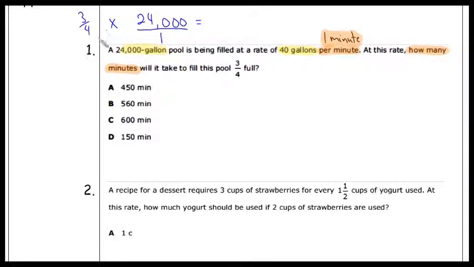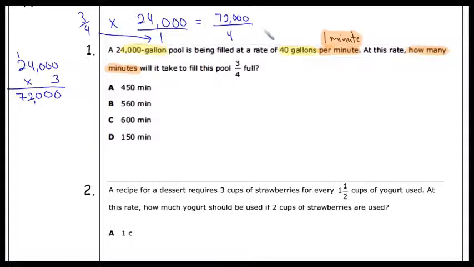I'll do this one with you. 4 times 1 is 4. Yeah, that one's easy. But now what about the big one, right? 24,000 times 3. 3 times 0 is 0. 3 times 0 is 0. 3 times 0 is 0. 3 times 4 is 12. Carry the 1. 3 times 2 is 6. Plus 1 is 7. So it's 72,000. That's the number that goes on top.